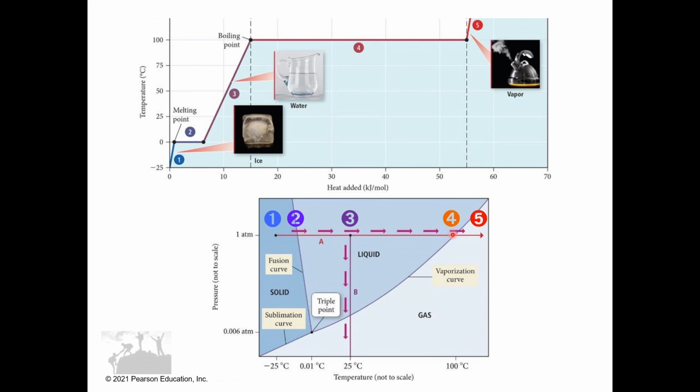Once we've done that, we've passed the vaporization curve. So now we're at segment 5. Our water vapor is now going to change temperature, going from 100 degrees to 125 degrees. So here we are, going from 100 degrees to 125.